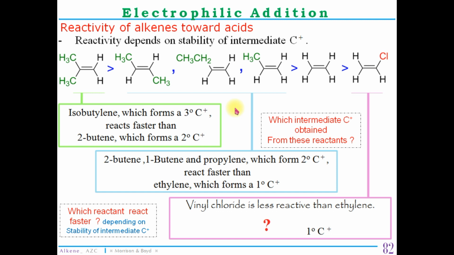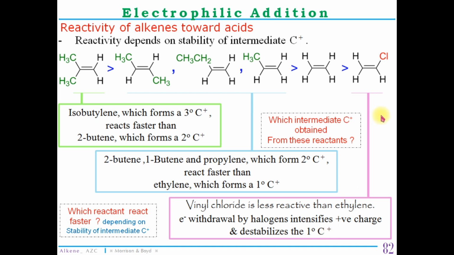Now vinyl chloride is less reactive than ethylene. The reason is that electron withdrawal by halogens intensifies positive charge and destabilizes the primary carbocation, and because of destabilization of the carbocation it is difficult to get a carbocation in vinyl chloride. So vinyl chloride is less reactive than ethylene.